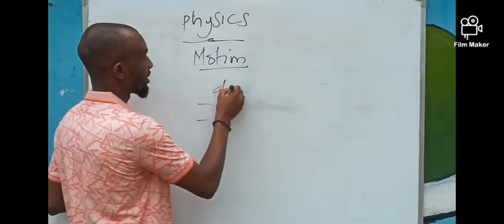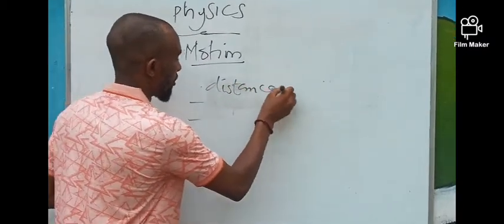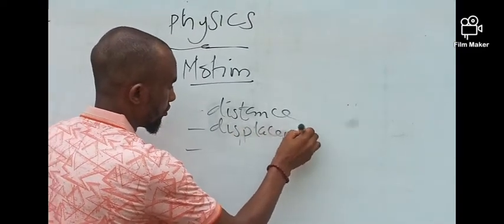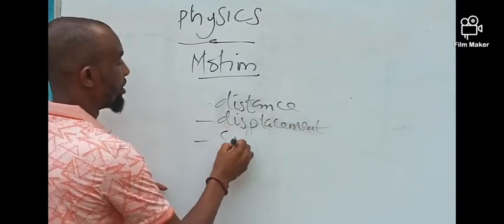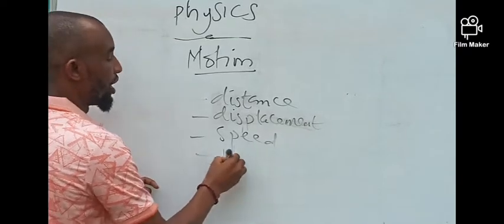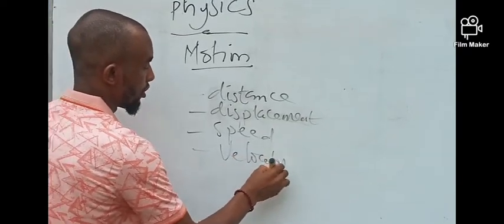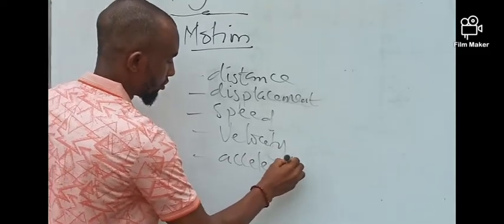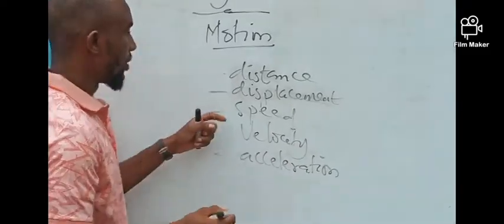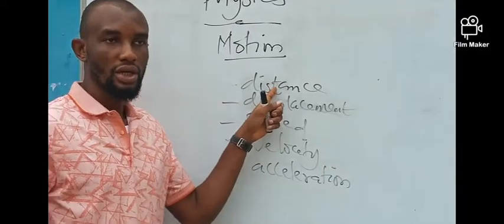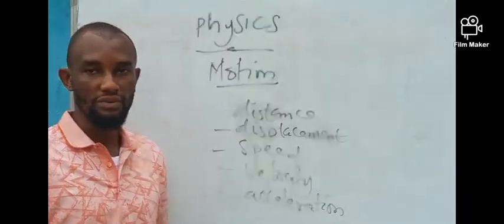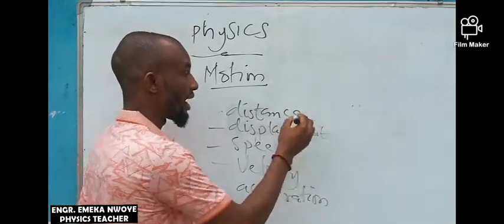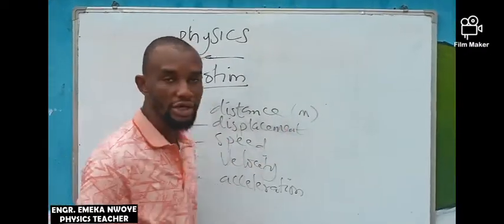We have distance, we have displacement, we have speed, we have velocity, and lastly we have acceleration. Well, distance has to do with what? The space between 2 points. It is a scalar quantity and it is measured in what? In meters. It is measured in meters.